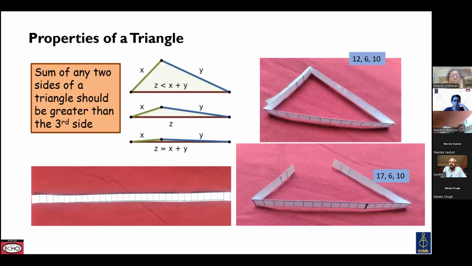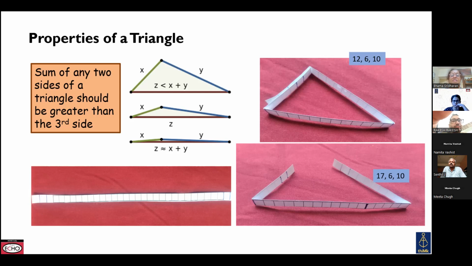So for example, over here, one of the very common properties of triangles is that the sum of any two sides of a triangle should be greater than the third side. If you just take a long strip of paper, which is equally marked, like shown on the bottom left, and we try to fold this into a triangle, for example, suppose we fold it into a triangle where the sides are 12, 6 and 10.